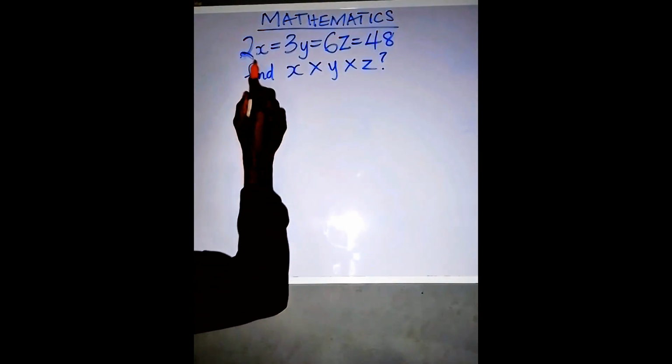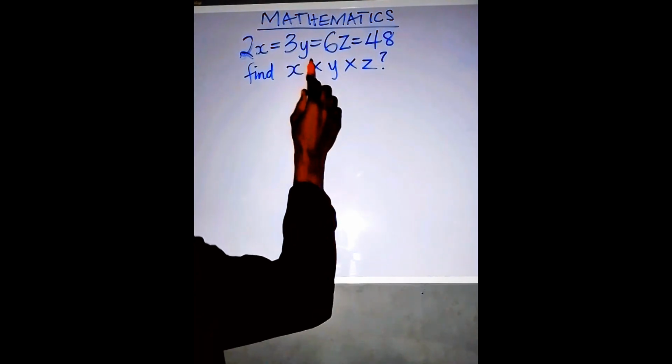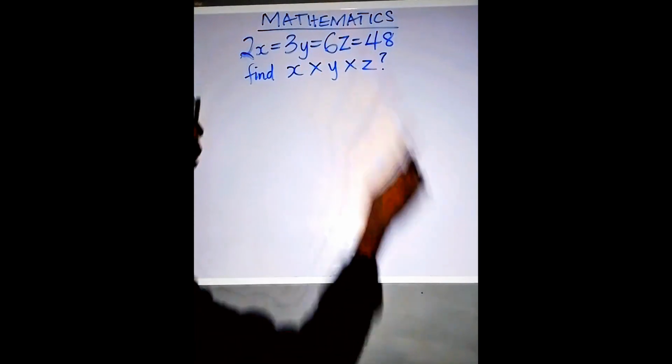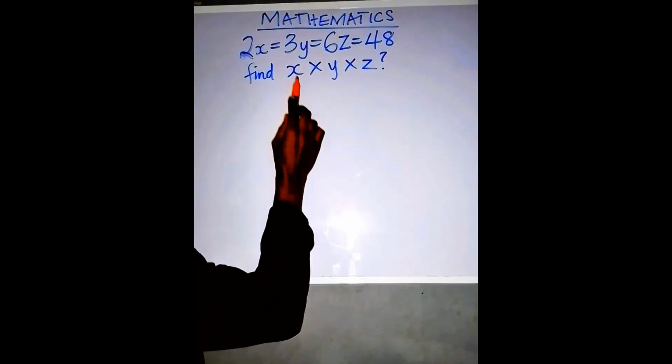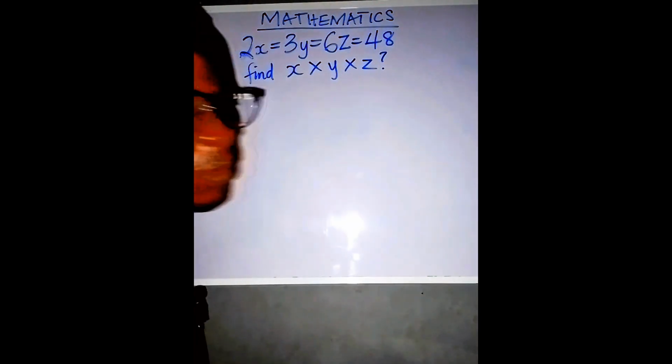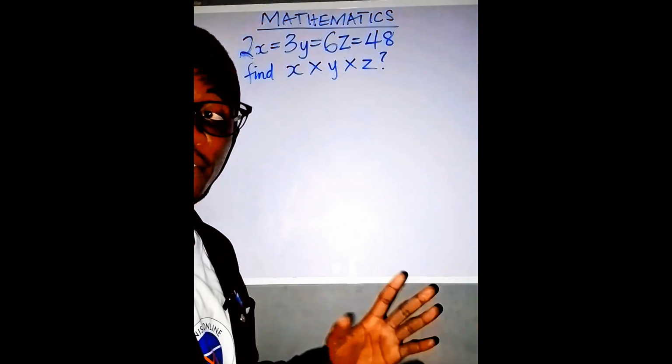Alright, now let's look at this question. This question says 2x equals 3y equals 6z equals 48. They say find x times y times z. So how do we do that? Let's do that. It's very simple and very easy.